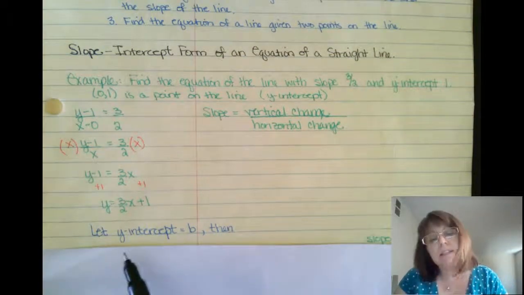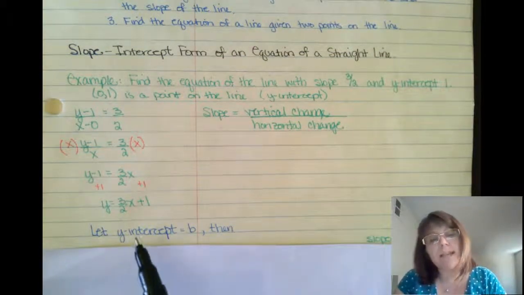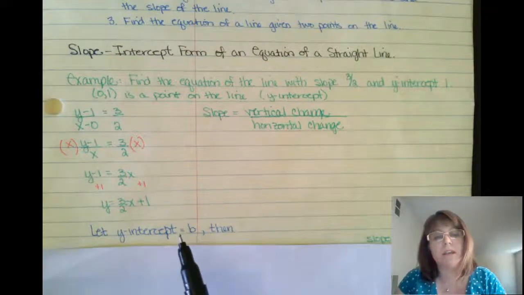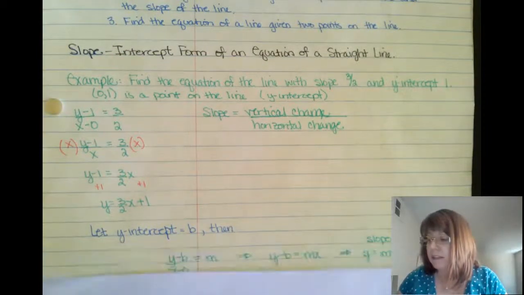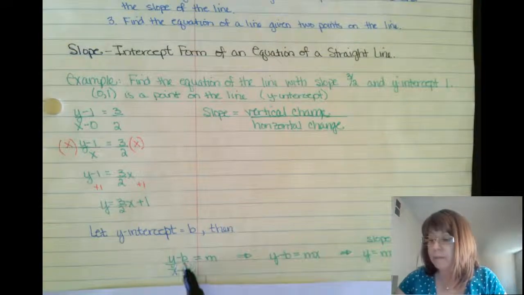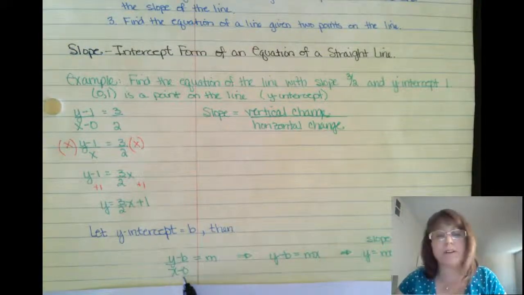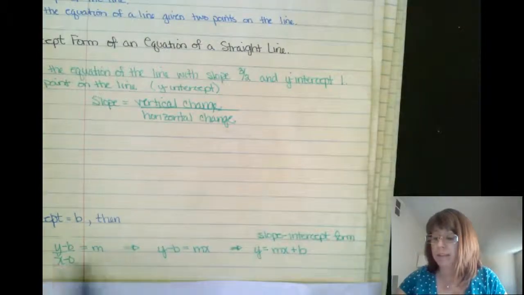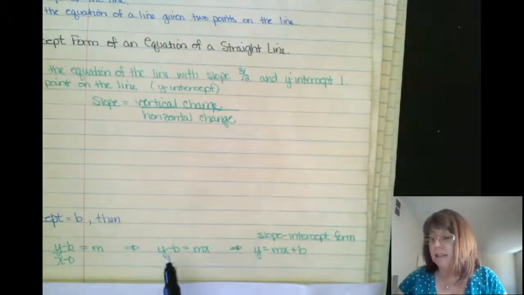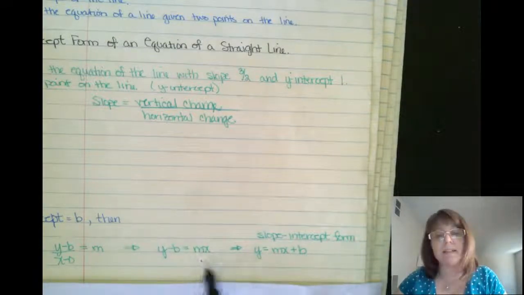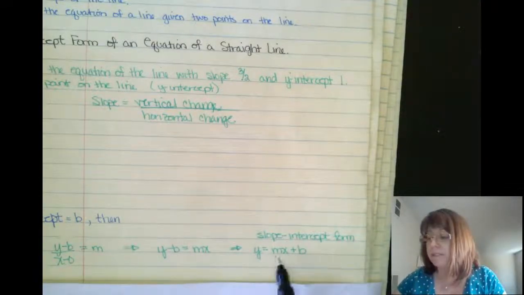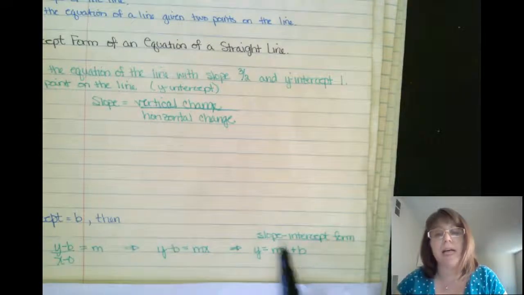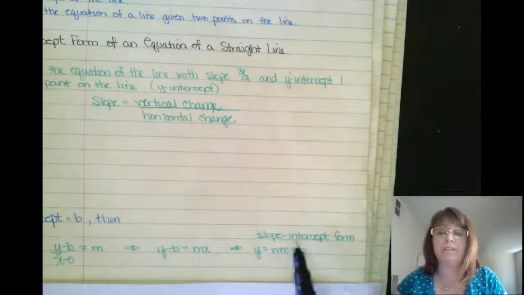But let's just do a generic problem. Let's say the y-intercept just equals b. Then it's going to be y minus b all over x minus 0. That's our slope. That equals m. We solve it for y. We multiply each side by x, then we add b to both sides. We end up getting y equals mx plus b. This is our slope-intercept form.